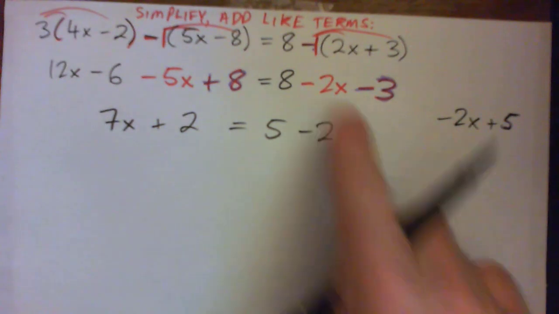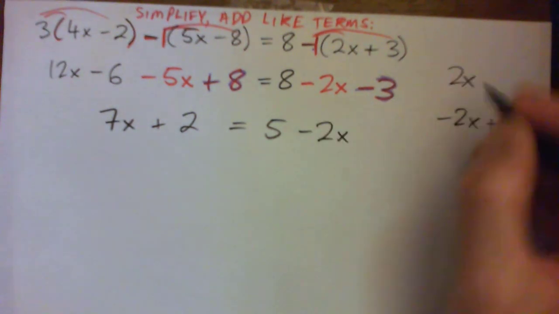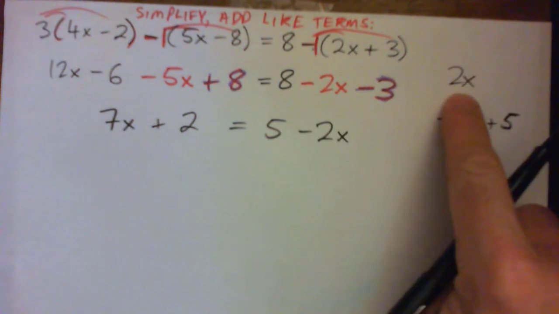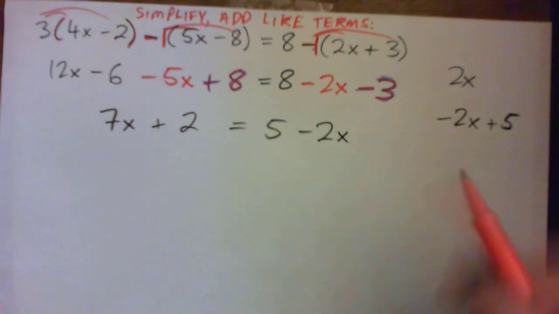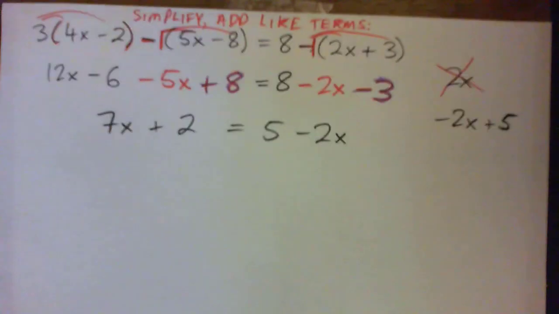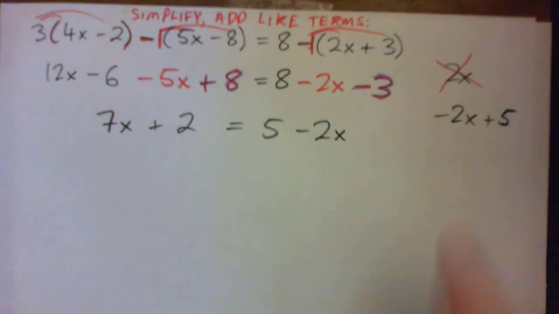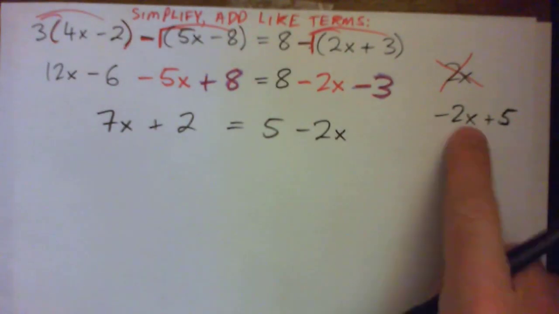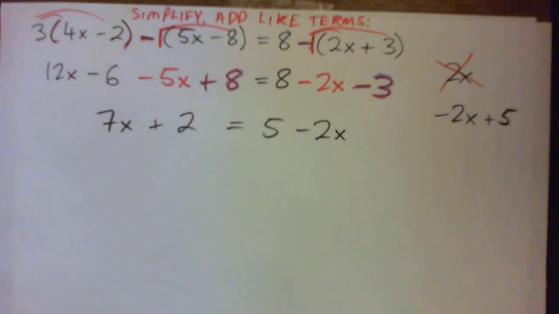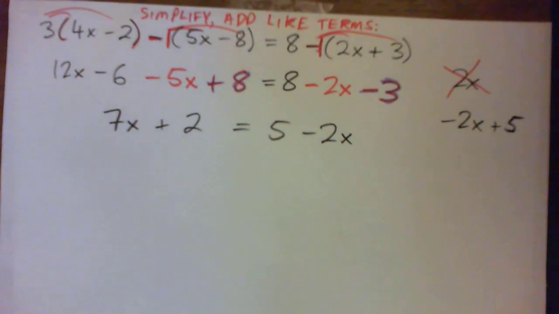The trick is that's a -2x. Can I put down 2x? Would that be correct to call this a 2x? No. That's another mistake that students might make. So it's a -2x. It's a +5. You can write it this way or that way. It doesn't matter.